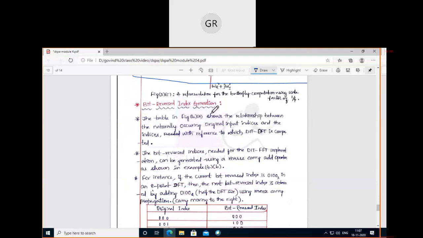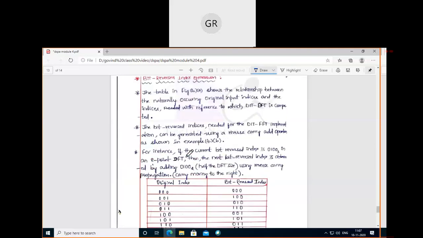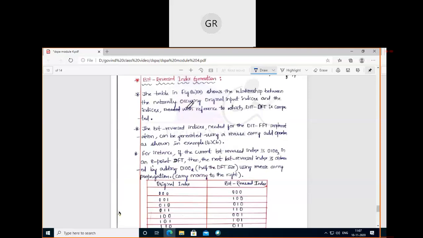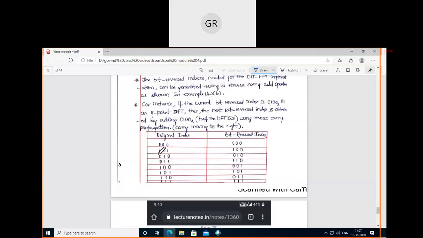Now, bit reverse index generation. We already know how we generate the bit reverse index, right? Here in the table, naturally occurring input variables and bit reverse index. See here 0 0 0. Write it in reverse order, right to left. 0 0 0 gives 0 0 0, 0 0 1 gives 1 0 0, 0 1 0 gives 0 1 0, 0 1 1 gives 1 1 0, 1 0 0 gives 0 0 1, 1 0 1 gives 1 0 1, 1 1 0 gives 0 1 1, 1 1 1 gives 1 1 1. See, these are the bit reverse indices.